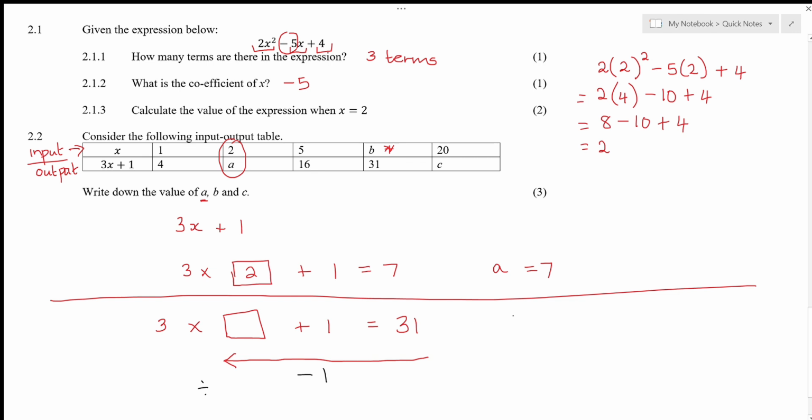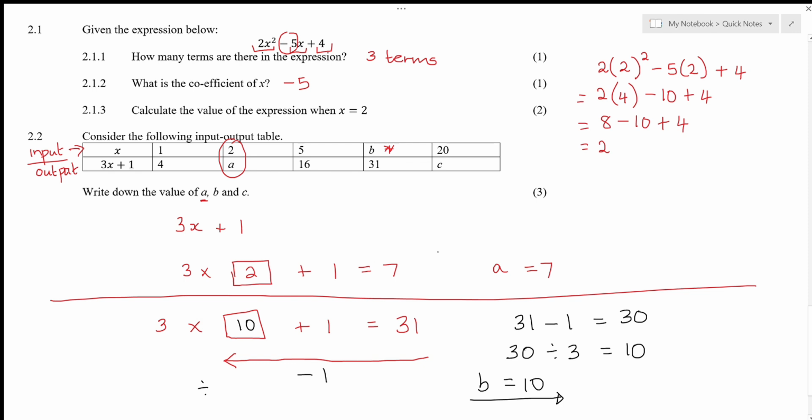So let's have a look. We're going to go 31 minus 1, which would give me 30. And then you're going to go 30 divided by 3, and that would give me 10. Now we test our answer to see if it's correct. So basically what I'm saying to you here is that b is equal to 10. But we need to check to see if that's correct. So we go back to our sum. We're going to go 3 times 10 is 30, and 30 plus 1 would give me 31. So that's perfect. It works out perfectly.